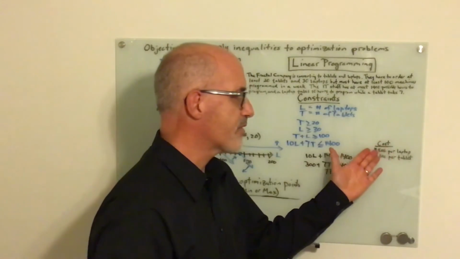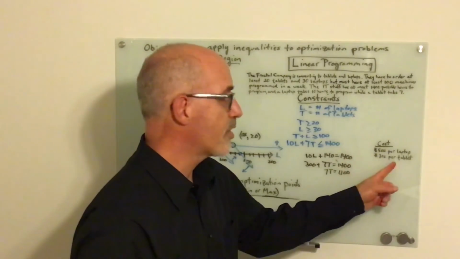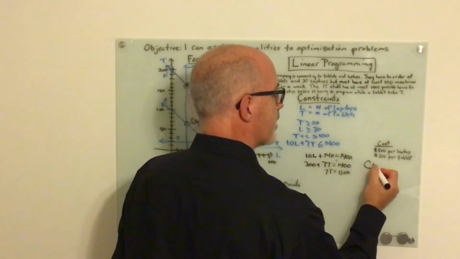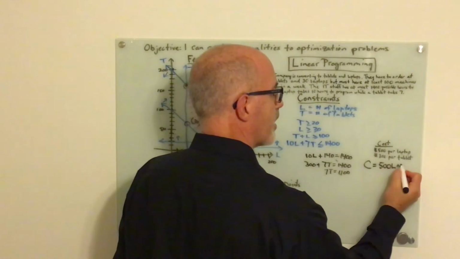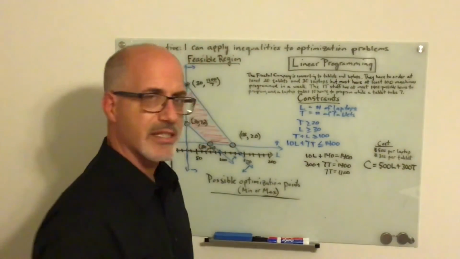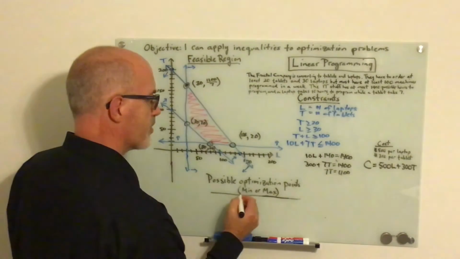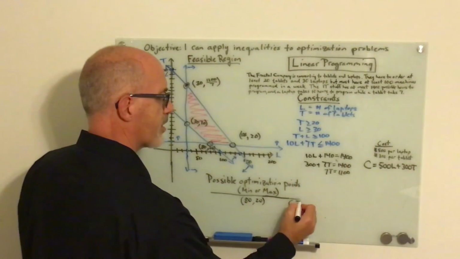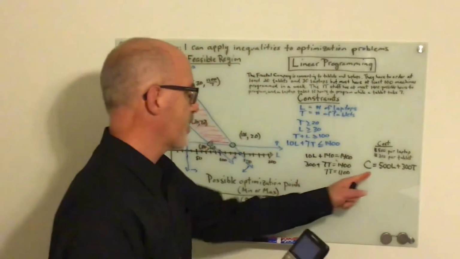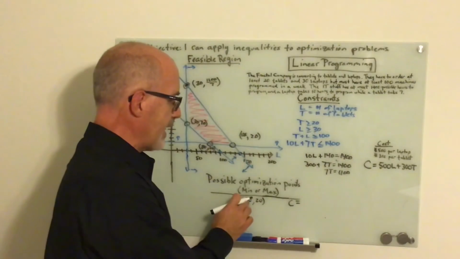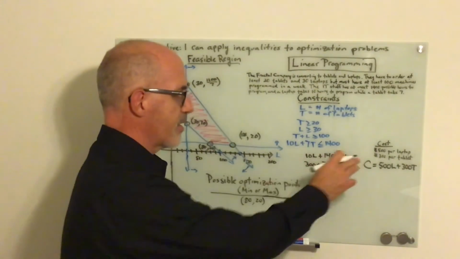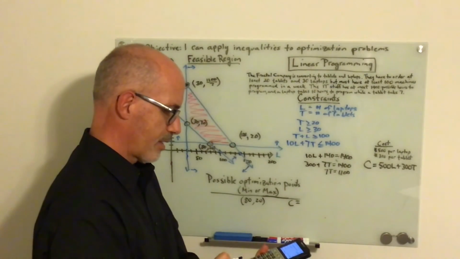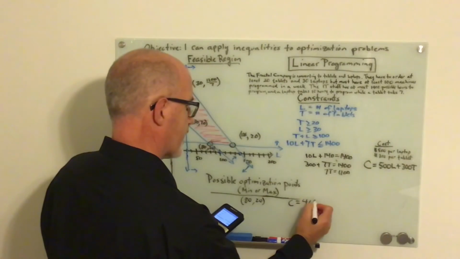So what we can do is now substitute all of those in. What I'm going to say is the cost is $500 per laptop, and it's going to be $300 per tablet. What we want to do then is to minimize cost. So our cost formula is going to be 500L plus 300T. We would like to minimize that. So if we take each of these ordered pairs and substitute them in, I'm going to start with 80, 20. For the cost here, you substitute that in, and you're going to get 500 times 80, the L, plus 300 times the T, which is 20. And that gives me a cost of $46,000.